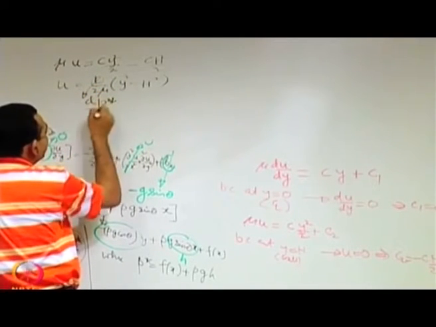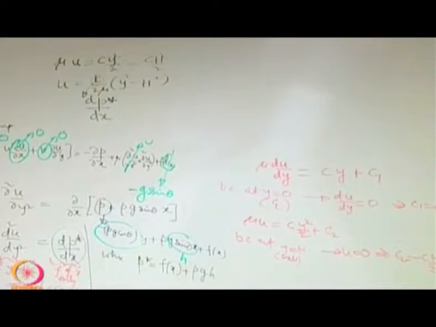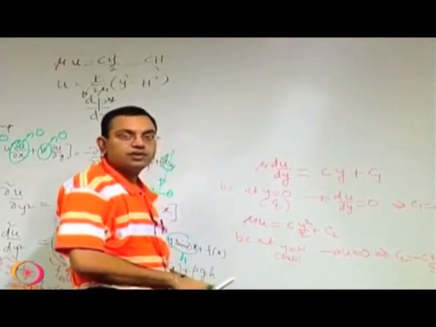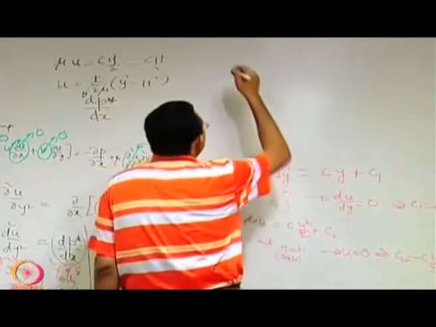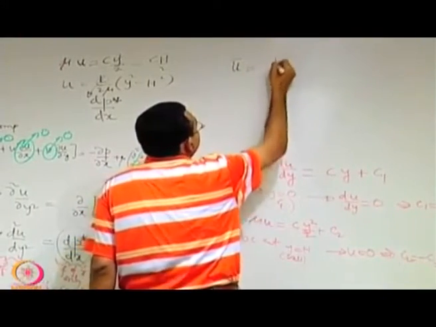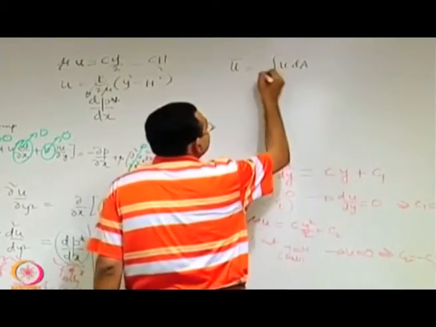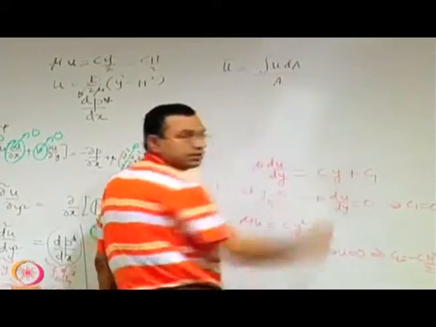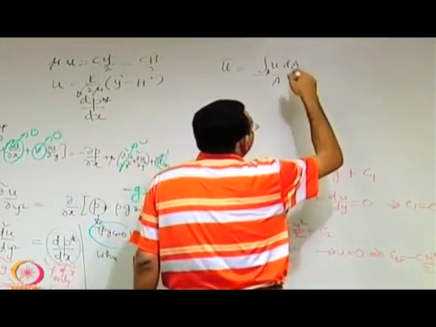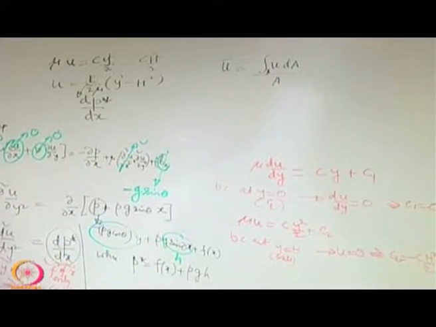Sometimes it is not a bad idea to write it in terms of the average velocity. So what is the average velocity? How do you find out what is the average velocity? So average velocity u average is what? Integral of u over the area of cross section divided by the area of cross section, right. So here the area of cross section dA is what? You take at a distance y.